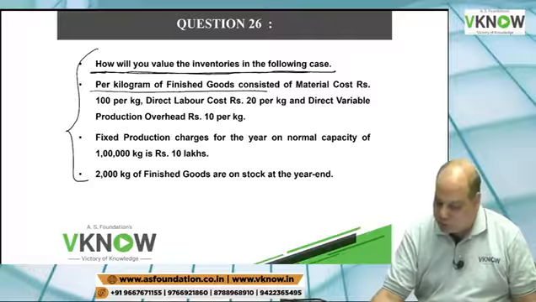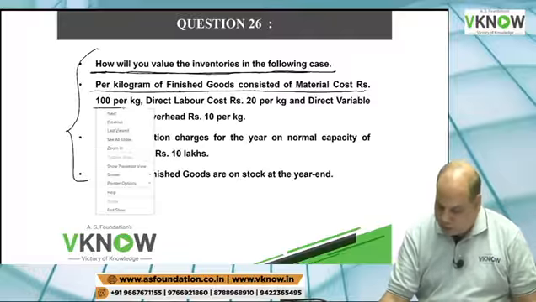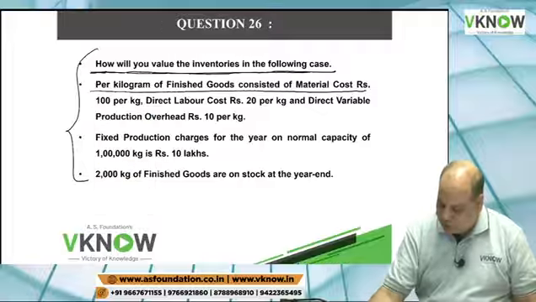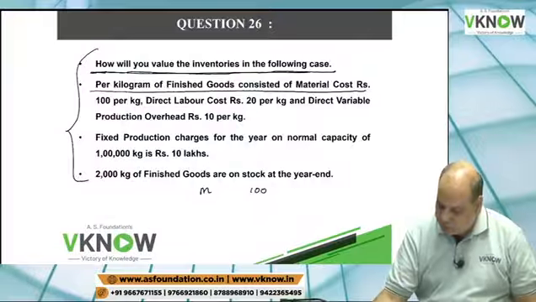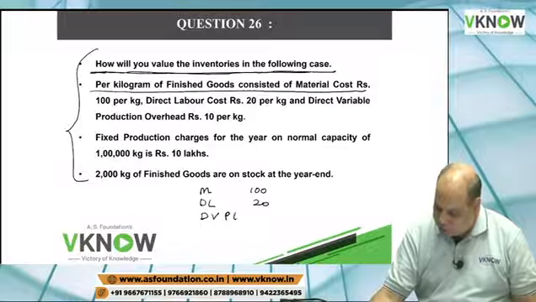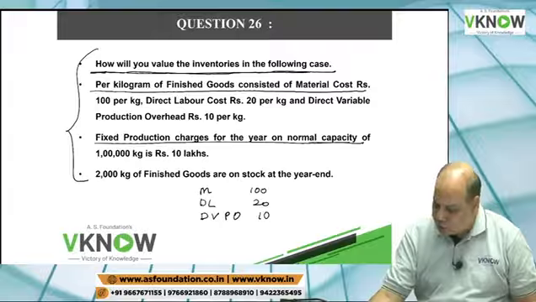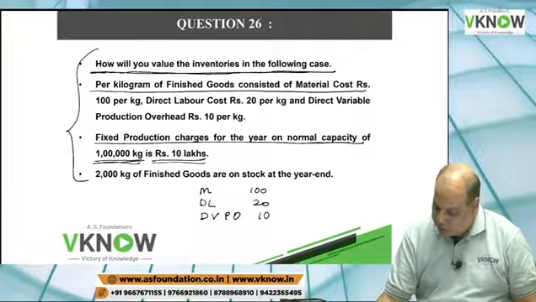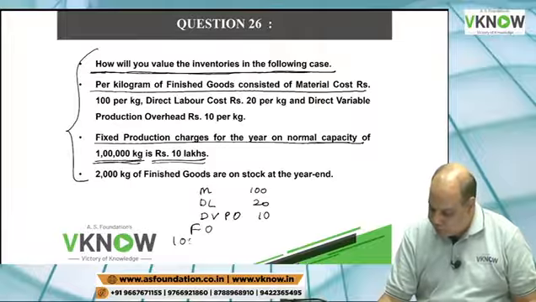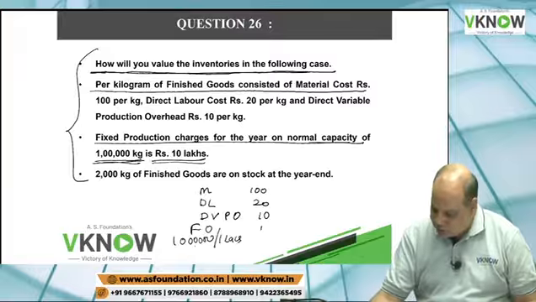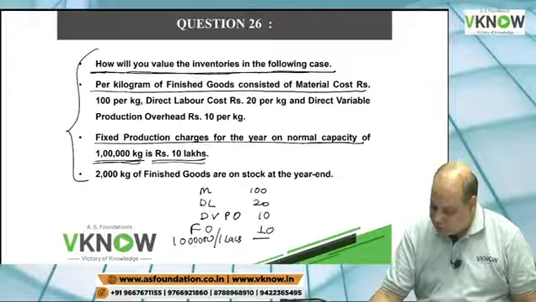Per kilogram of finished goods consisting of material, oh my God, material is 100. Direct labor 20. Direct variable production overhead 10. Fixed production charges for the year on normal capacity of 1 lakh kg is rupees 10 lakh. So fixed overhead is 10 lakh divided by 1 lakh normal capacity, so that comes to 10 rupees. So the total comes to 120, 130, 140.